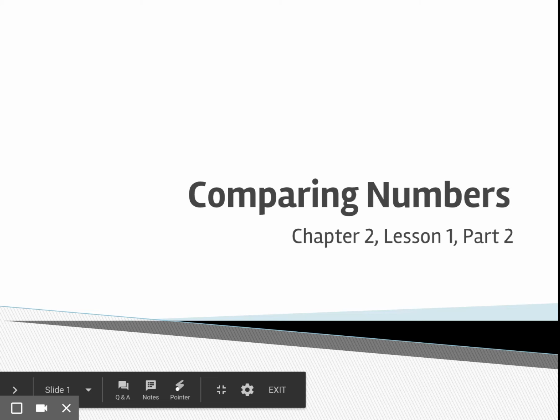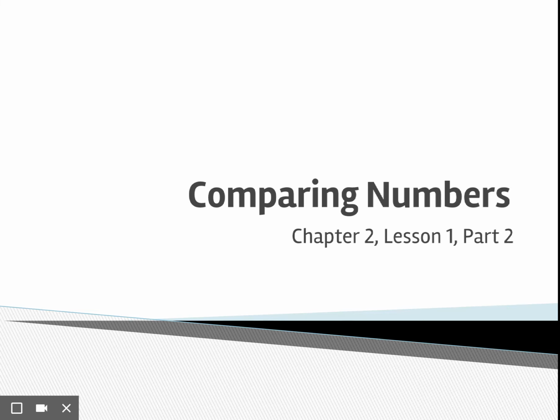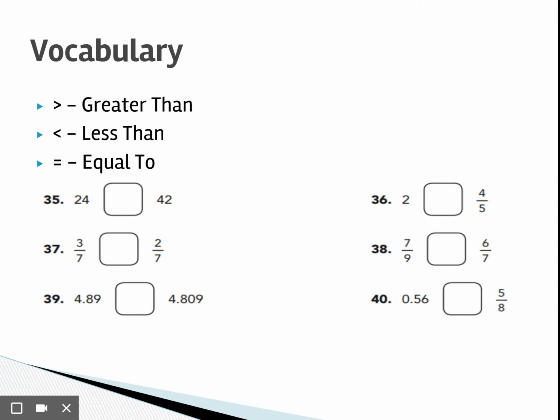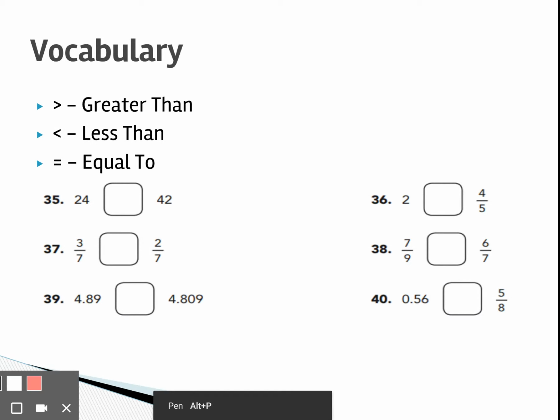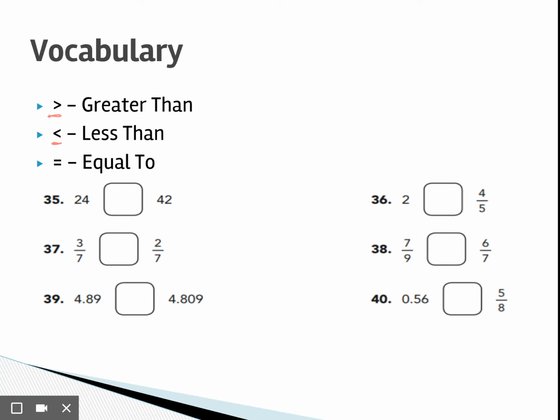Comparing negative numbers, Chapter 2, Lesson 1, Part 2. So the vocabulary, again, it's not actually words, but I want to reiterate that this means greater than, this means less than, and this means equal to. So we can compare any numbers we like, and I want to demonstrate how you would read those numbers across.